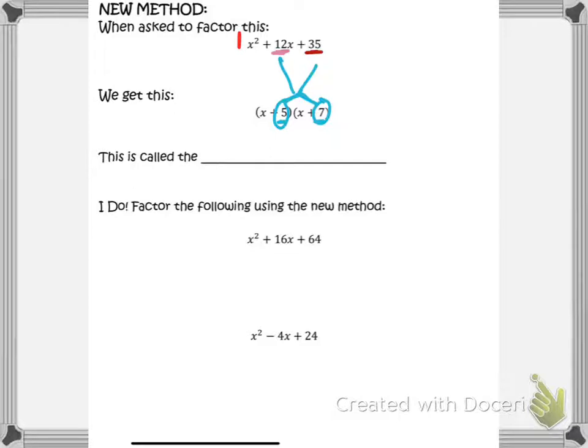So think about it, process. What's so special about 5 and 7 that brings it to 12 and 35? If you're saying that 5 plus 7 gives you 12, you are correct. And 5 times 7 gives you 35, you are correct. So the faster way of doing this is what's called the guess and check.